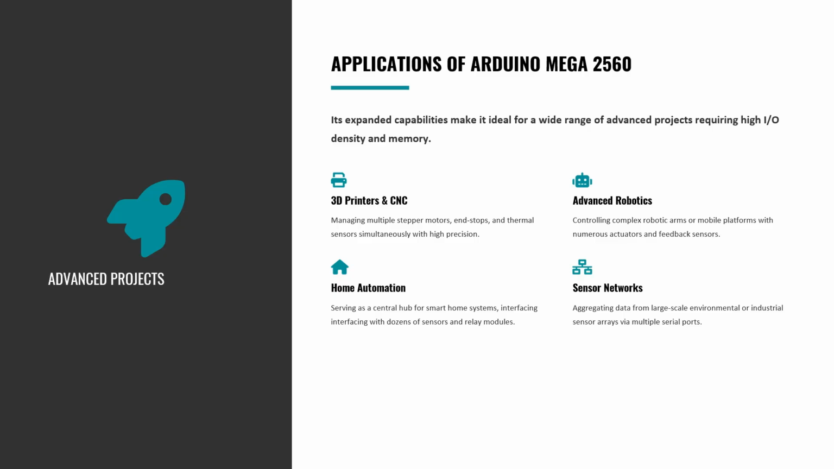Applications of Arduino Mega 2560. The Arduino Mega 2560 is widely used in many advanced applications. In 3D printers and CNC machines, it controls multiple stepper motors, temperature sensors, and limit switches. In advanced robotics systems, it manages complex control algorithms for robotic arms and autonomous vehicles. In home automation systems, the board acts as a central controller connecting multiple sensors, relay modules, and communication devices. These applications highlight the versatility and power of the Arduino Mega platform.